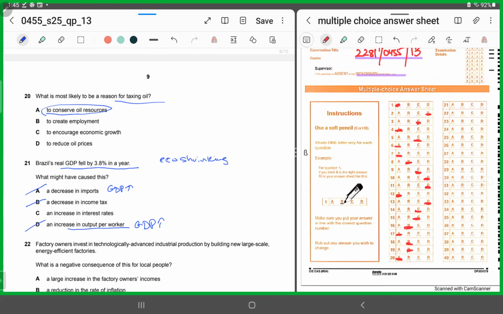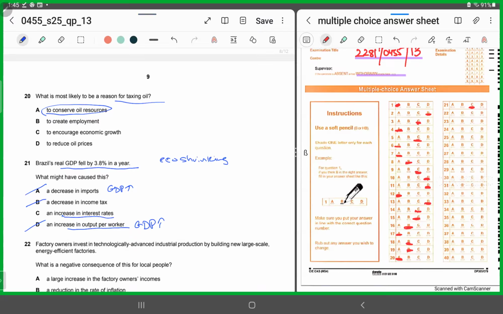So, we are left with C. An increase in interest rates. Yes, when interest rates are going to rise, firms are not going to be expanding. As a result, the outputs would fall, right? So the economy would shrink. So for 21, it has to be C, both by logic and elimination.